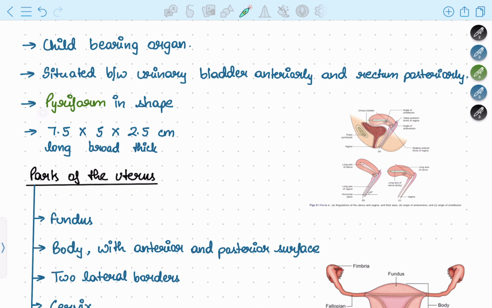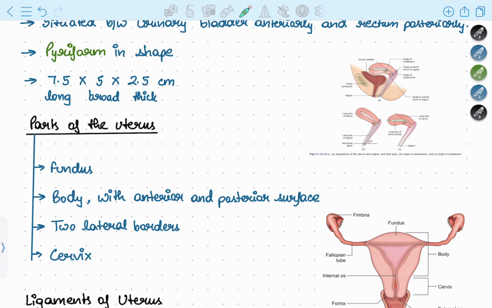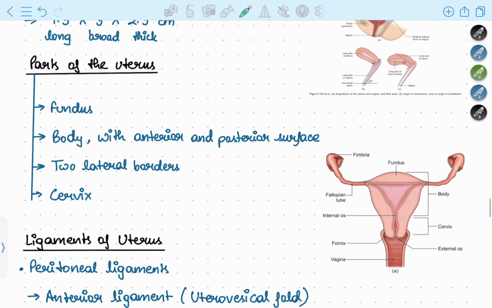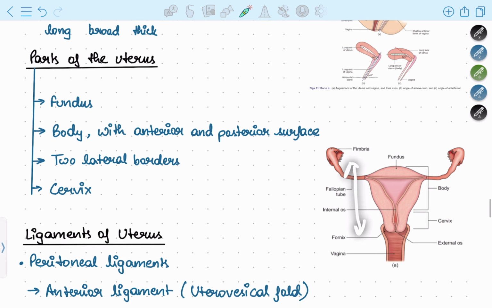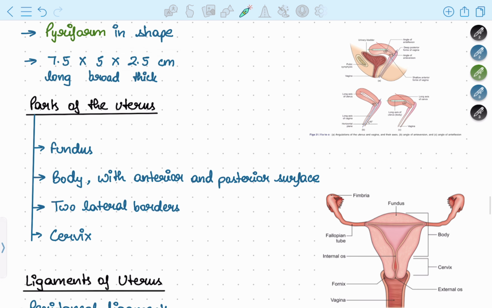It is pyriform in shape. Now this shape of the uterus is very important. It is a pear-shaped structure, and its dimensions are also very important. It is 7.5 centimeter long, 5 centimeter broad and 2.5 centimeter thick. So 7.5 into 5 into 2.5 centimeter are the dimensions.